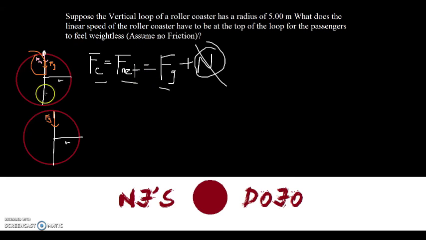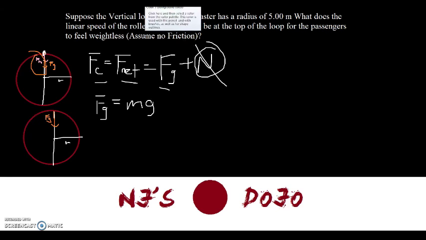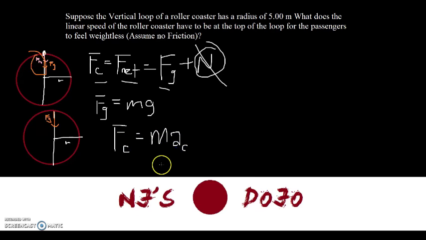So now we know that the force of gravity from our previous videos is mass times the value for gravity. And then for the magnitude of the centripetal force, from the previous slide we've tackled, we know that centripetal force is equal to mass times centripetal acceleration.